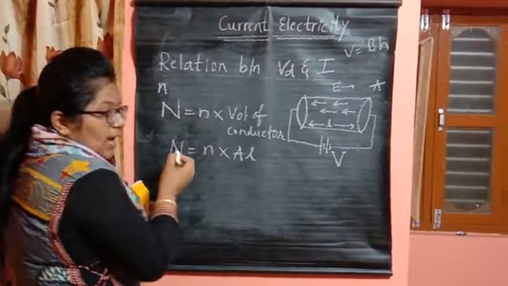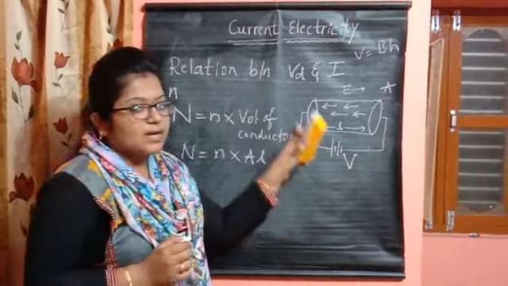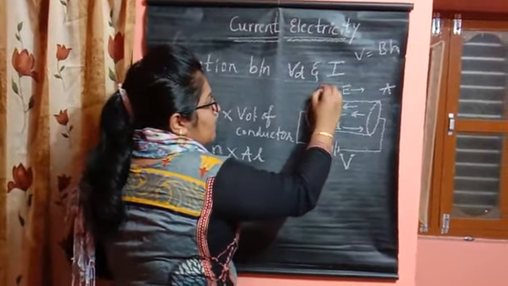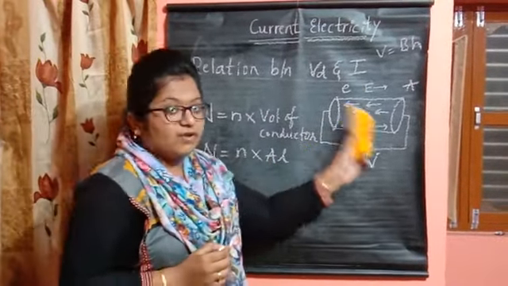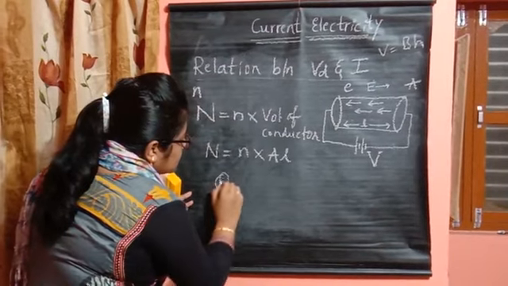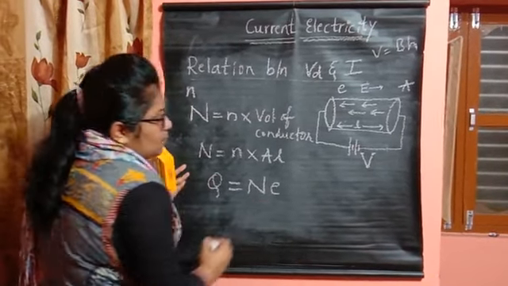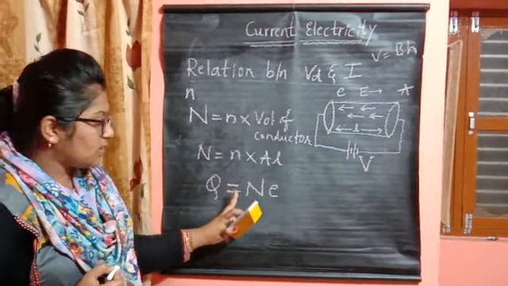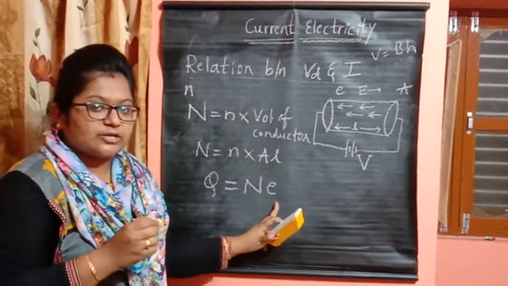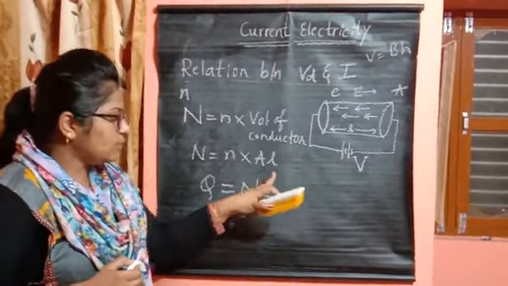So what will we obtain? We have obtained the total number of free electrons moving in this conductor as N into A L. Every free electron moving in this conductor is nothing but a charge, so it has a magnitude E. So the total number of charges moving in the conductor is given as N into E. Total charge moving in the conductor is equal to the total number of free electrons into the magnitude of every charge.